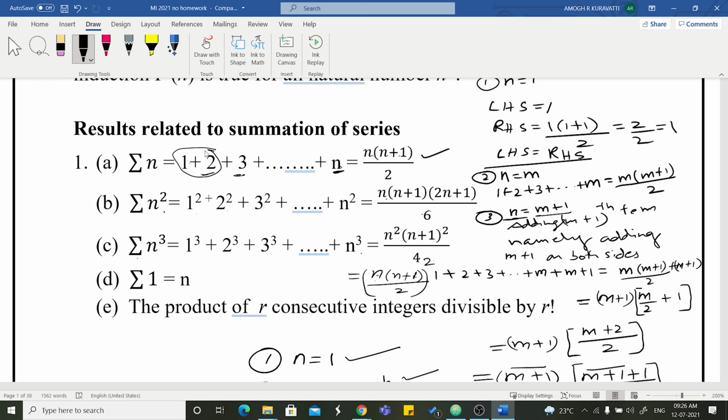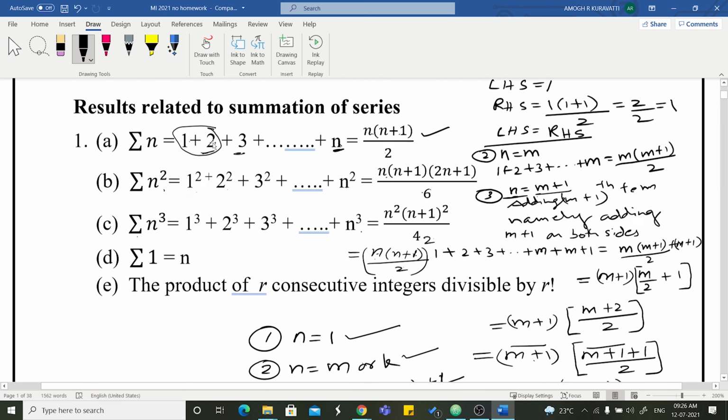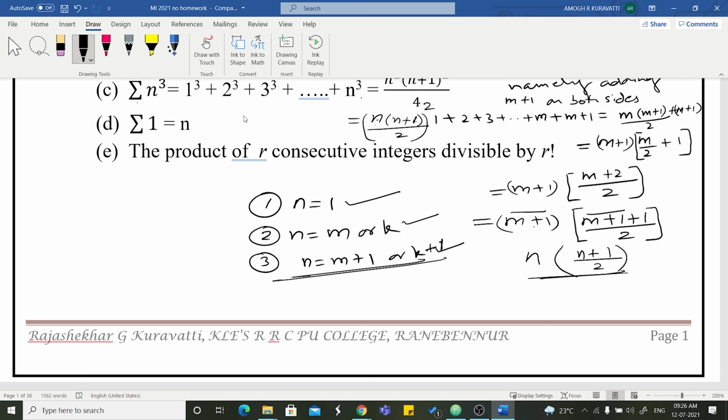Either n square into n plus 1 whole square by 4, or n of n plus 1 divided by 2 whole power 2. Okay? So then sigma 1 means what? Split the term sigma. Sigma 1 is nothing but 1 plus 1 plus 1 plus 1. How many times? N times. So sigma 1 value, remember, n.